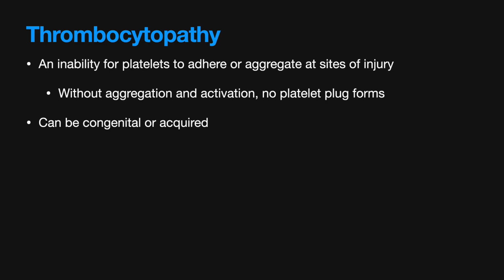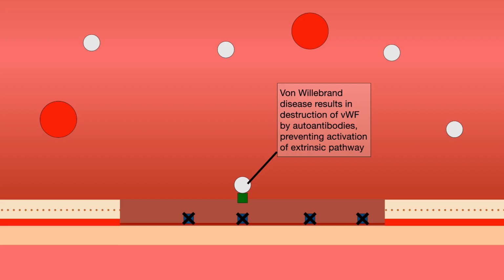Thrombocytopathies are conditions where the platelets are unable to adhere or aggregate at sites of injury. Without these processes, no platelet plug is able to form. These conditions can be congenital or acquired, and we will discuss a few of them now. Von Willebrand disease is a condition resulting in the destruction of von Willebrand factor by autoantibodies. This prevents activation of the extrinsic pathway, as there is no von Willebrand factor binding to platelets.